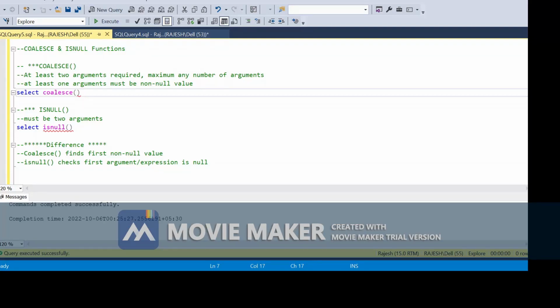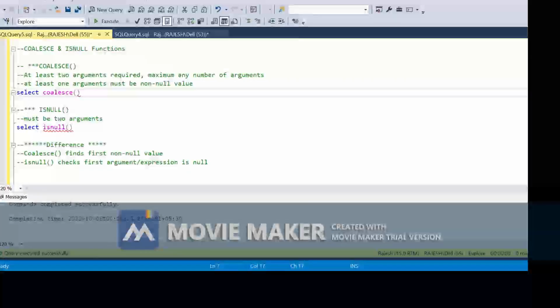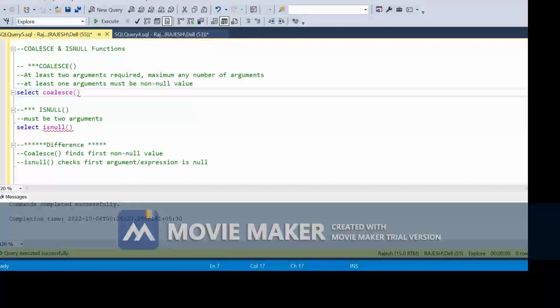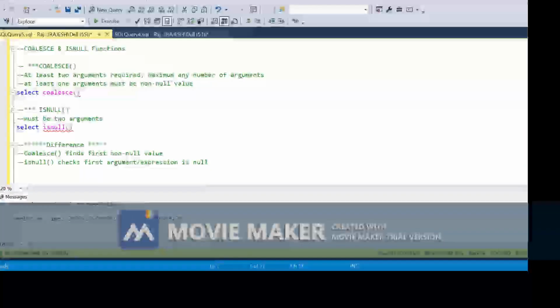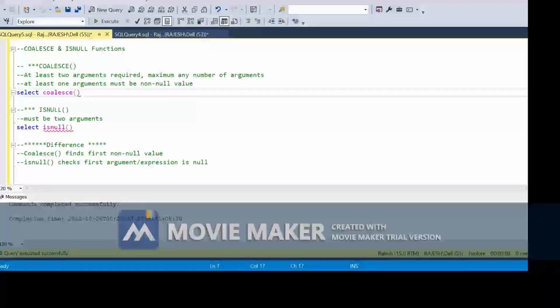Hello and welcome friends. Today in this video we will discuss two SQL functions. One is the Coalesce function, the second one is the isnull function. These two functions are important in SQL scripting. So in this video we will discuss one by one some facts related to these functions, and we will see a demonstrative example one by one, and what the differences are in these two functions, and why we use them.